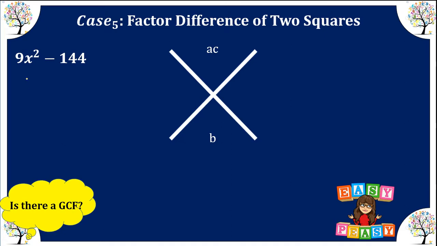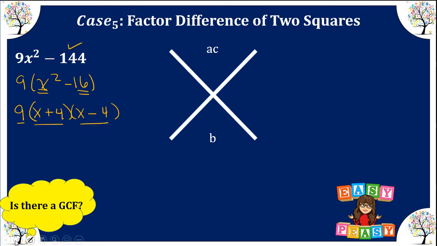In this example, we have a GCF, and I believe 144 is divisible by 9. It is. So I'm going to factor out 9, and I'm going to have x squared minus 16. I have the difference of two squares. I'm going to set up my two binomials. I'm going to factor x squared. I'm going to factor 16. One needs to be plus and one needs to be minus. This has three factors, 9, x plus 4, and x minus 4.